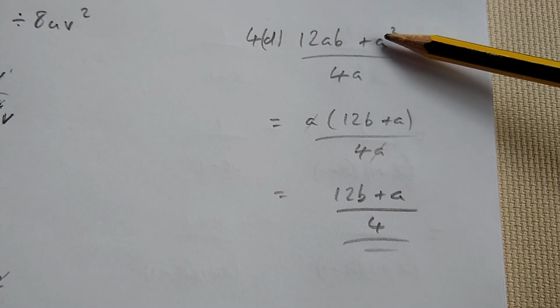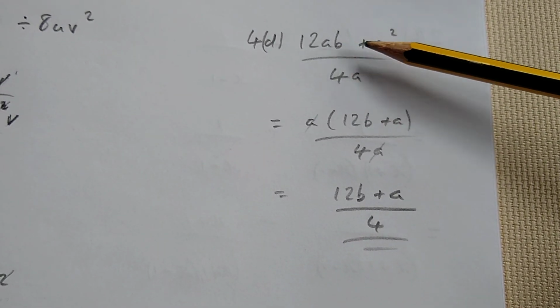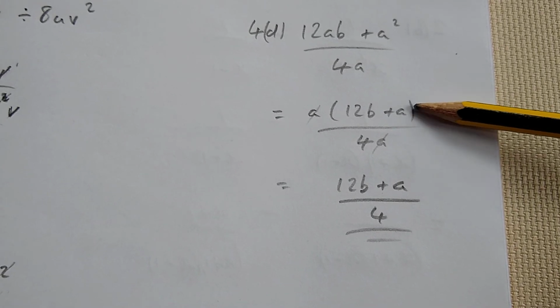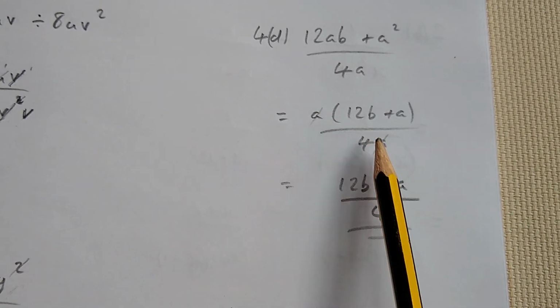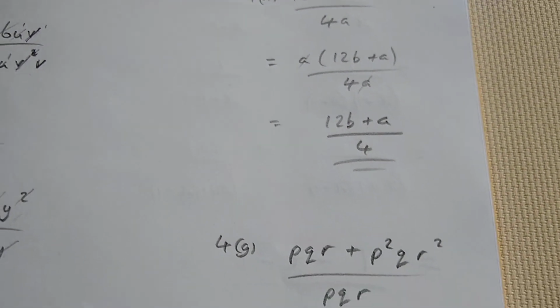So we need to divide a and a squared by a, so it'll be 12b plus a all over 4. Or alternatively, this is more of a foolproof method, take out a common factor if there is one, and then a divided by a is 1, so we're left with 12b plus a over 4.